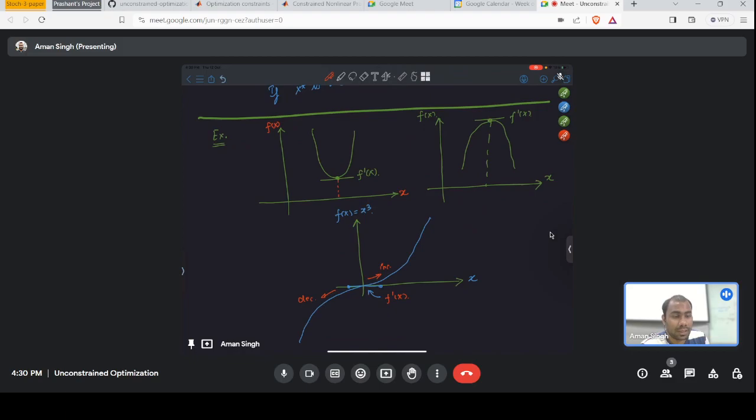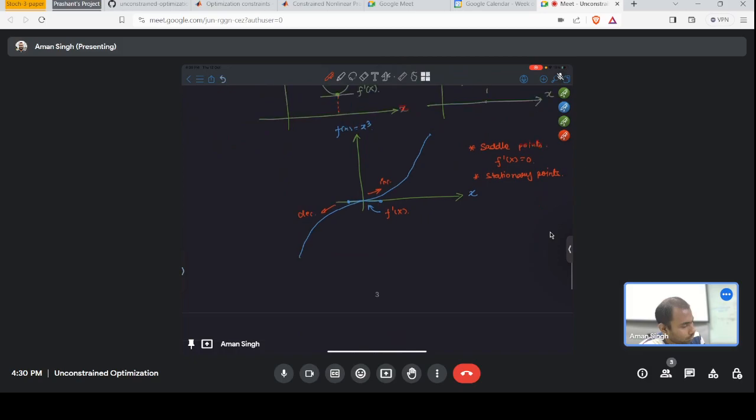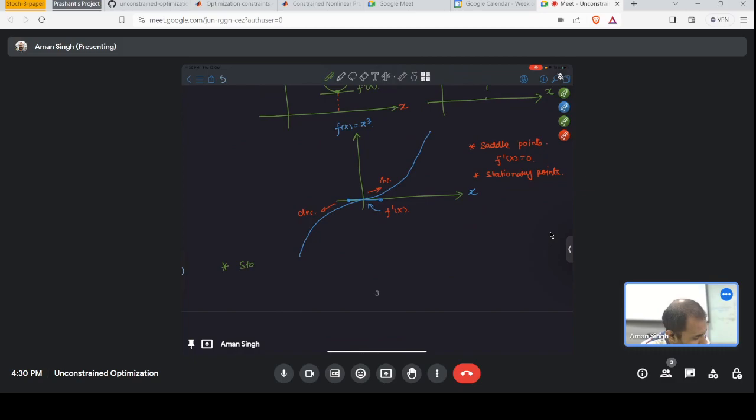So you cannot say that if at some point the first derivative is 0, then it is a local minima. It can be local minima, maxima, or anything. So such points are called saddle points. Saddle points where f dash x is 0 are called saddle points. There is one more terminology used called stationary points. Stationary points. Okay. So we'll just formally define it once.